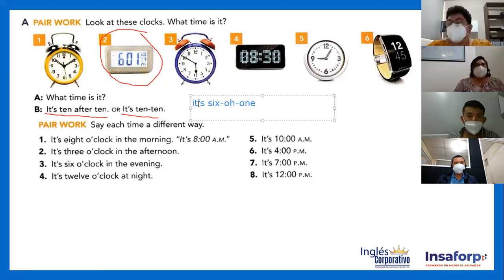Okay. So another way. Is there another way we can do it, Lorena? 6:01, in the case that we didn't have the zero, right? In that case, yes. But in this case, we have the zero. We already have the zero. But what other way? After one. It's 6:01.